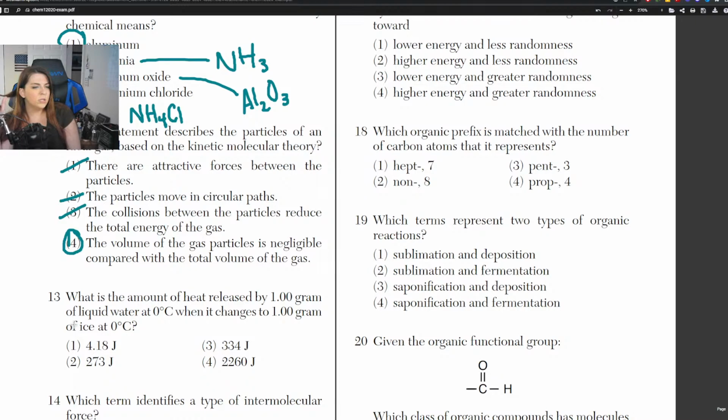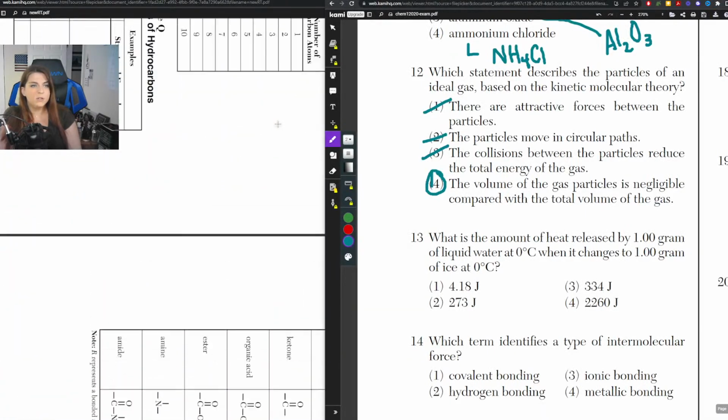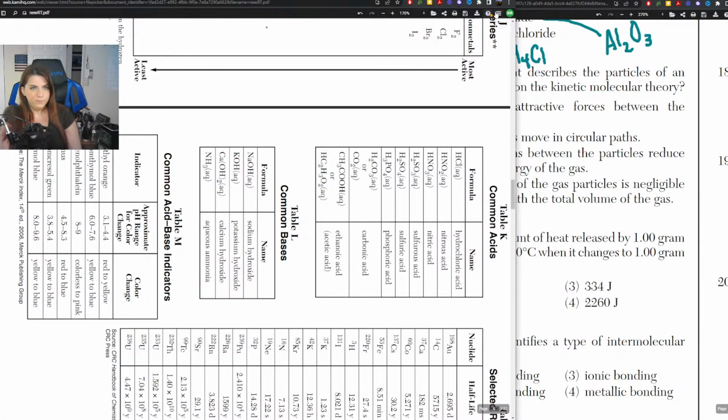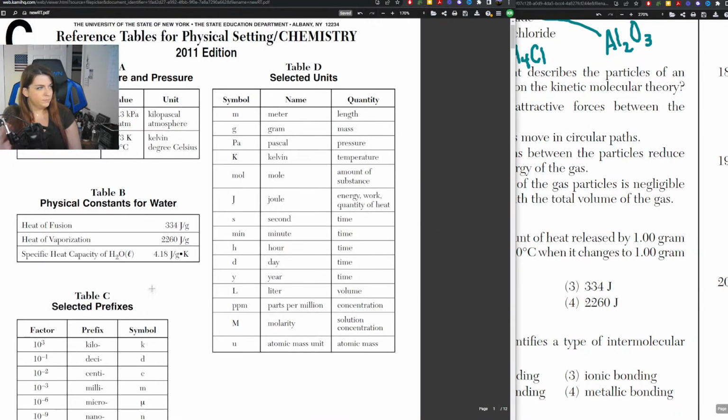What is the amount of heat released by 1 gram of liquid water at 0 degrees Celsius when it changes from 1 gram of ice at 0 degrees Celsius? This is really the definition of heat of fusion. When you are melting stuff, you are talking about specifically the heat of fusion. So if you didn't know this, a math-brained kid could figure this out using table B. The heat of fusion, you'd have to know that it's for freezing and melting stuff. Specifically, we're talking about water.